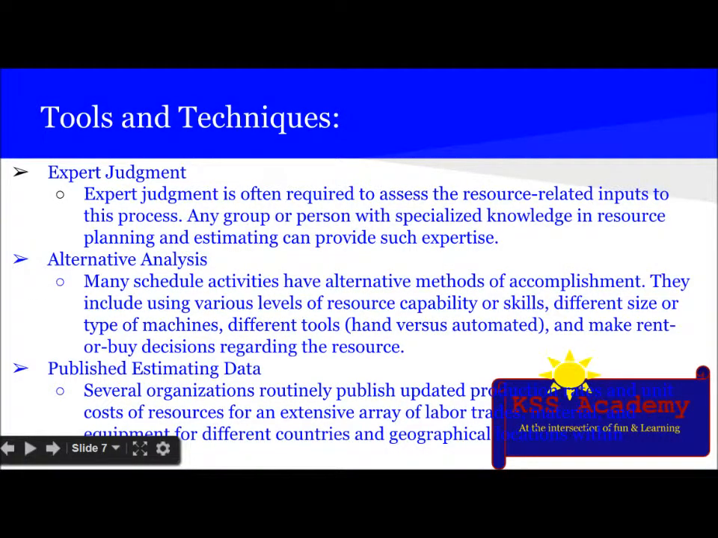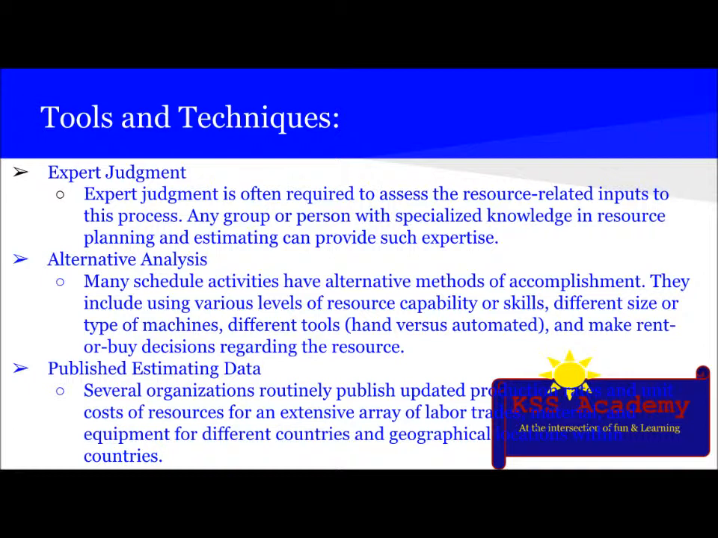The tools and techniques involved are expert judgment is often required to assess the resource-related inputs to this process. Any group or person with specialized knowledge in resource planning and estimating can provide such expertise. Then there is alternative analysis tools and techniques. Many scheduled activities have alternative method for accomplishment. They include using various levels of resource capability or skills, different size or type of machine, different tools, hand versus automated, and make a rent or buy decision regarding the resource.